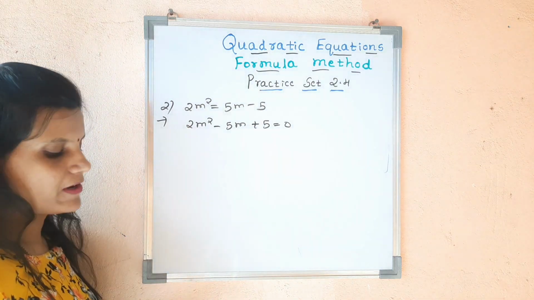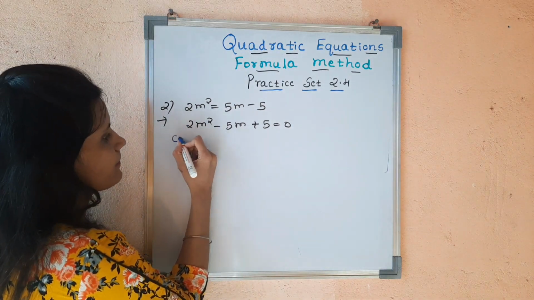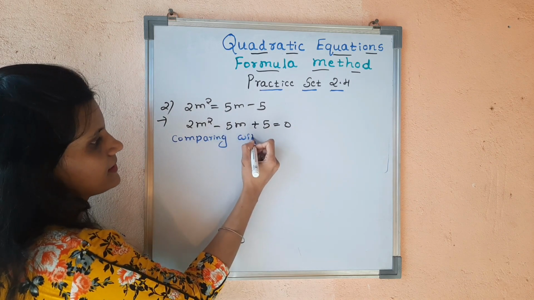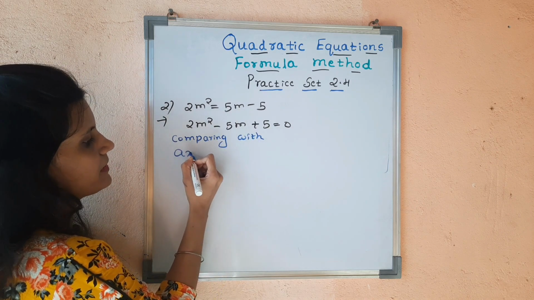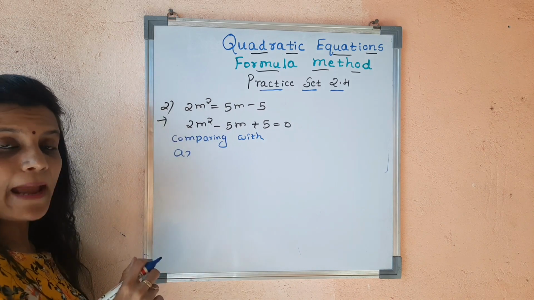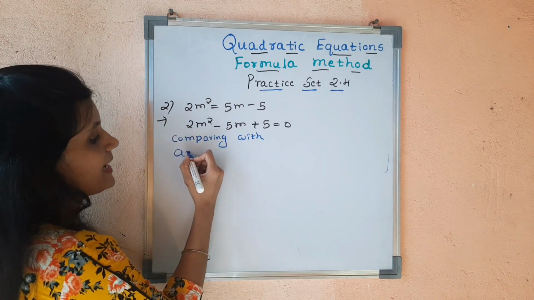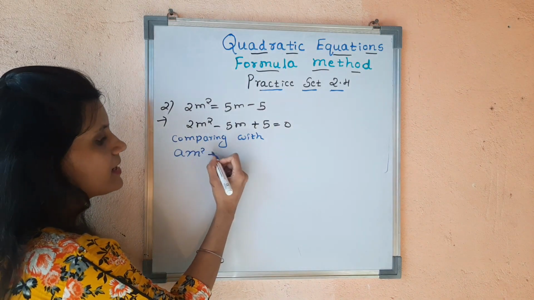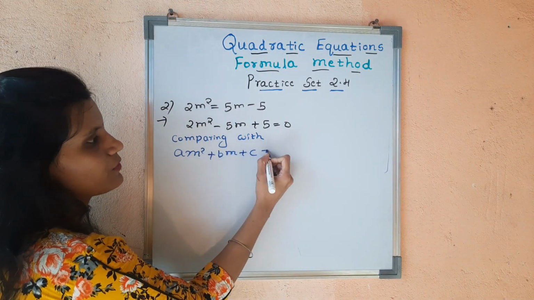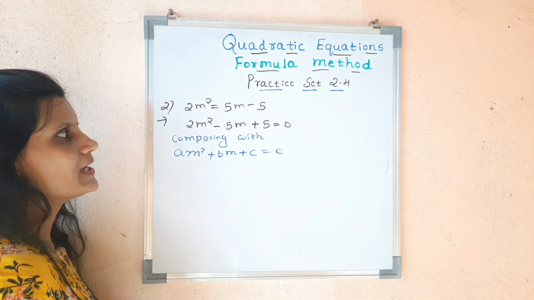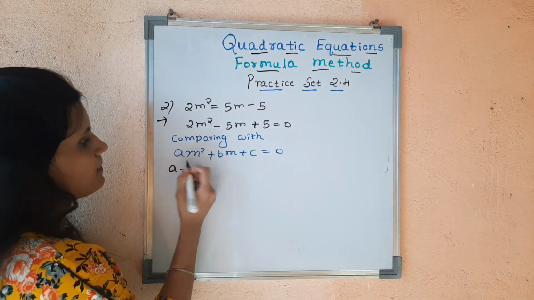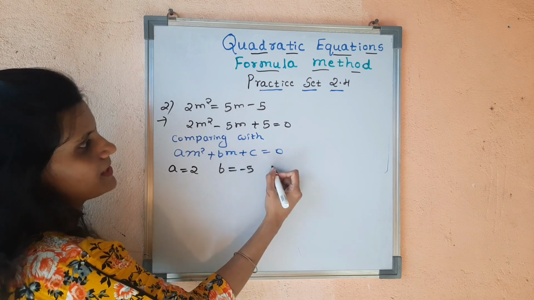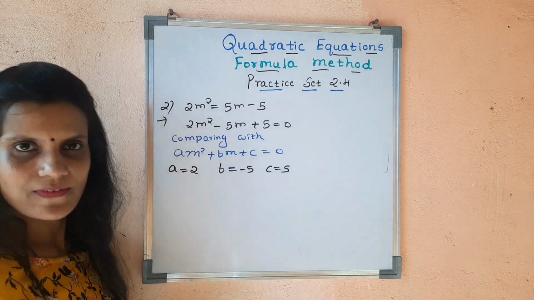And your next step will be comparing with the general form. See, now here the variable is m. So instead of ax square plus bx plus c, you can write am square plus bm plus c is equal to 0. What you will get? a is equal to 2, b is equal to minus 5, and c is equal to 5. Okay, very easy.